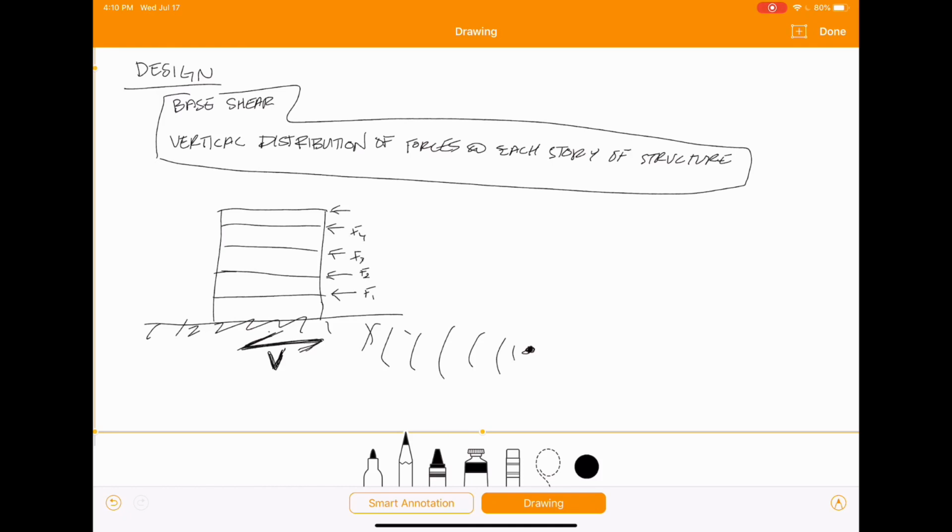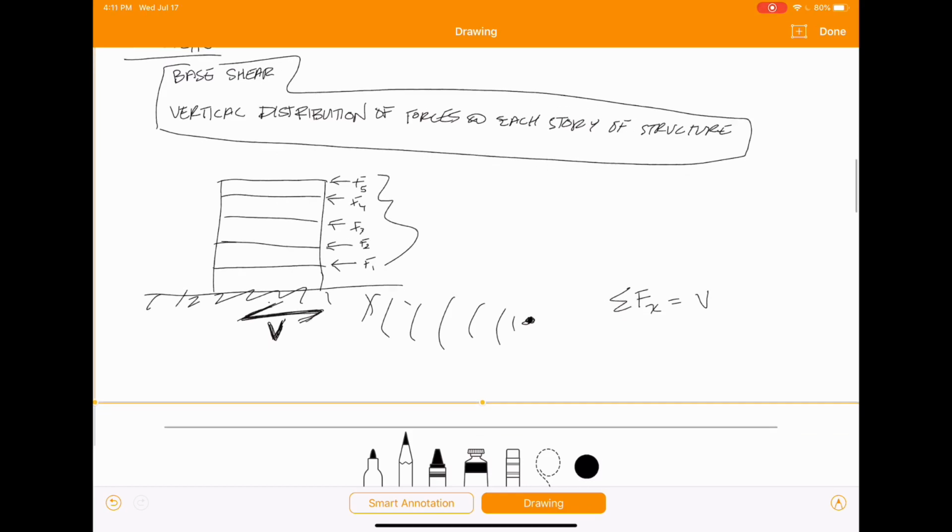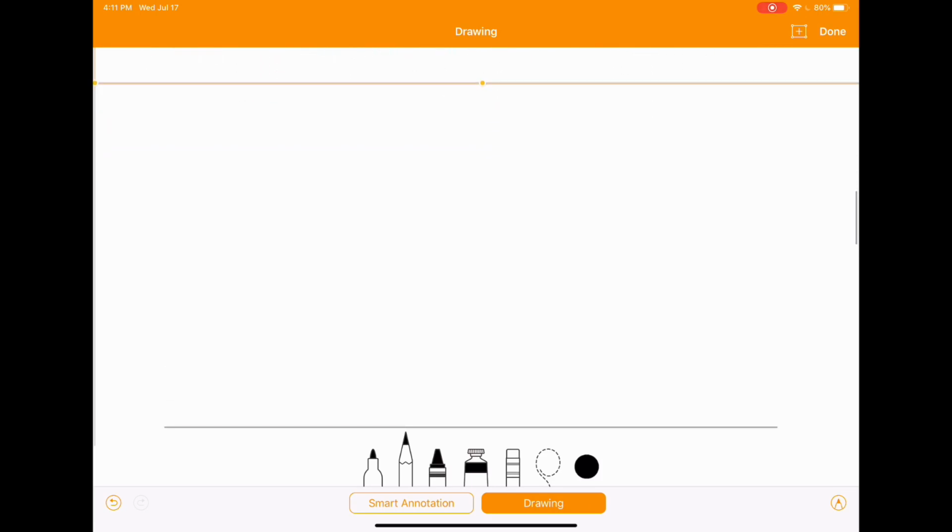This is going to be F1, F2, F3, F4, F5. And of course, the sum of your story forces has to equal your base shear. All right, so we're just going to go through how to calculate your base shear and how to calculate these individual forces that you're going to apply at each story when you're designing your structure.